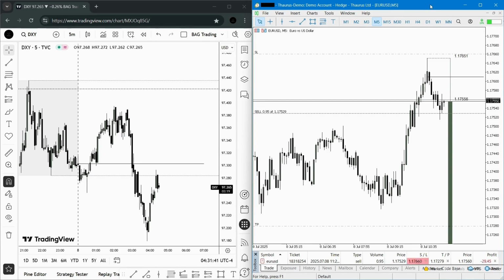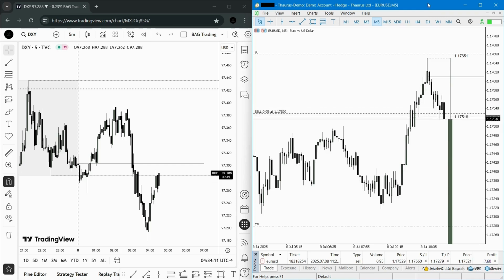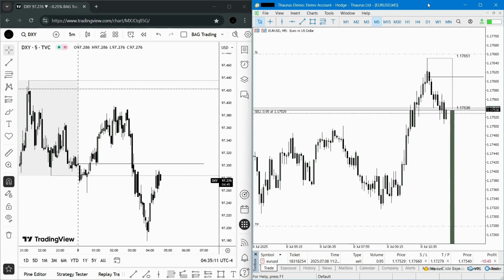When the US dollar index trades higher, which is what I'm expecting here, then the euro US dollar will trade lower. So essentially I'm taking my US dollar index analysis and flipping it for an opposite perspective in terms of a trade idea in the euro US dollar. That's how I trade the euro US dollar.